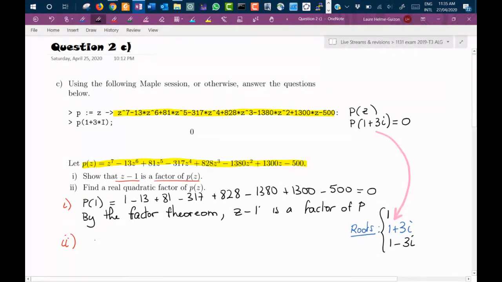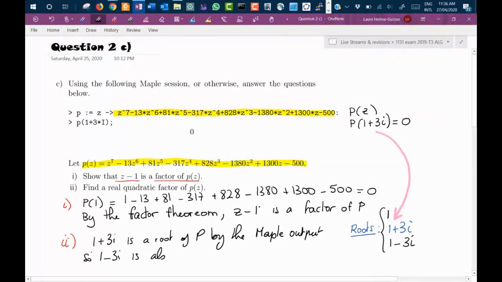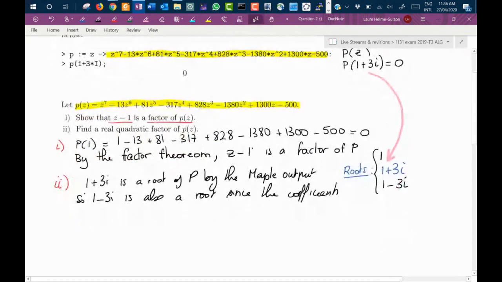So let's write how we know that. 1 plus 3i is a root of the polynomial by the Maple output. So the Maple outputs are there to use, right? You can use them right away. And so 1 minus 3i is also a root, since the coefficients of the polynomial are real. If you want to say it's a real polynomial, it's shorter. I started my sentence this way, so I'm finishing this way, but there was something shorter: of the polynomial are real.